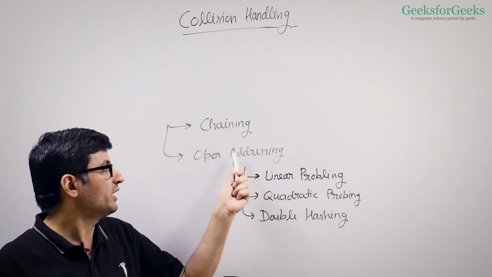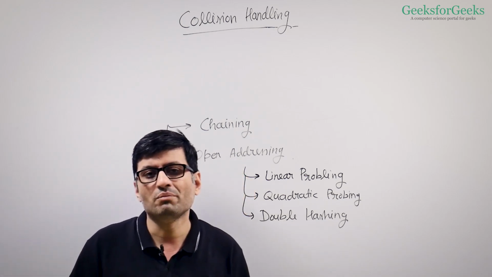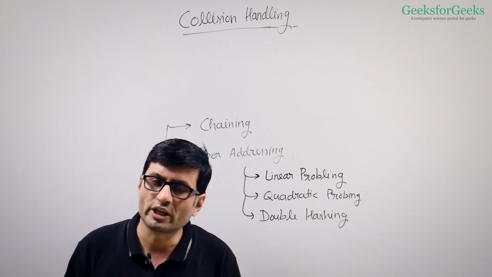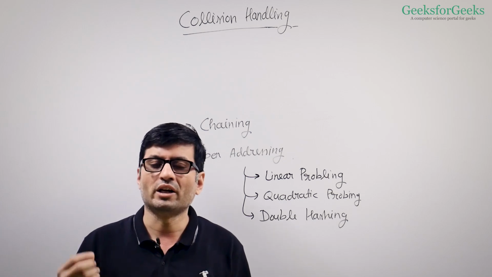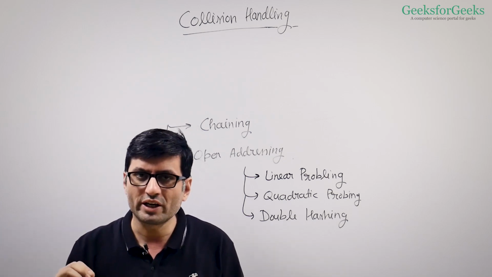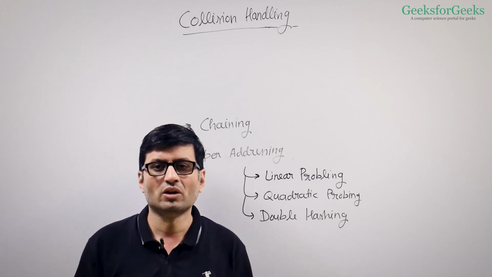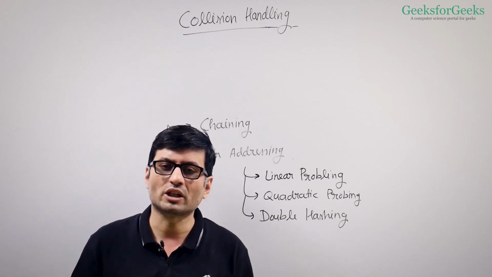One is chaining and one is open addressing. In chaining, we make a chain of colliding items. In open addressing, we use the same array, and if a position is occupied, we try to put this key in some other slot. We'll talk about these two topics separately in two separate videos.